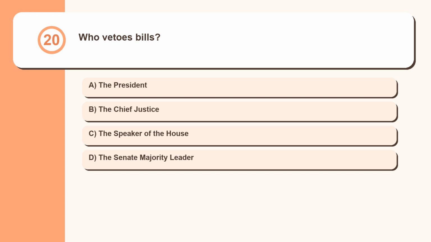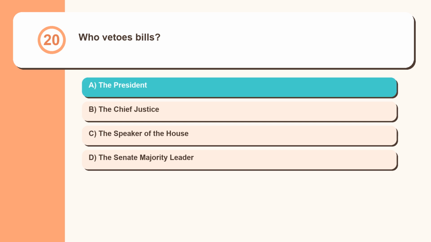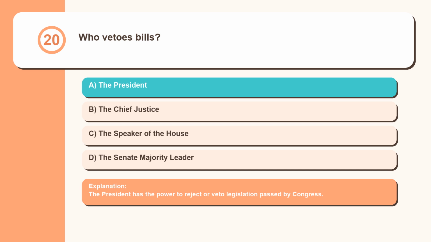Question 20. Who vetoes bills? The President, the Chief Justice, the Speaker of the House, the Senate Majority Leader. The President has the power to reject or veto legislation passed by Congress.